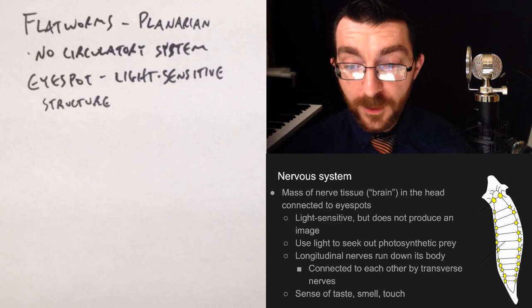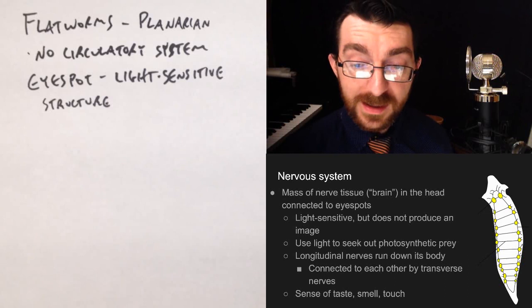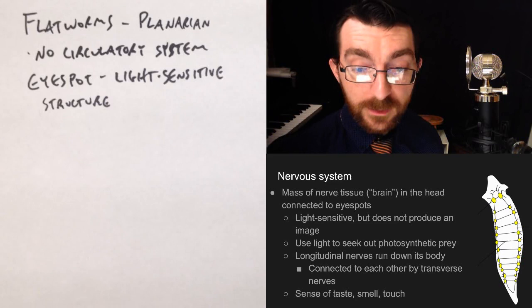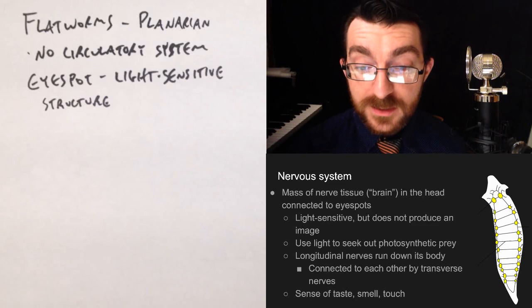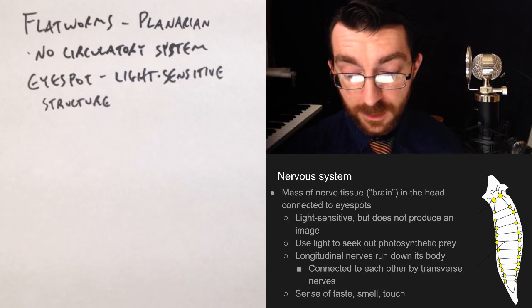Okay, well, anyway, they do use light to seek out photosynthetic prey. In other words, if you want to eat algae, go to where the sunlight is. And it has some longitudinal nerves running down its body, connected to each other by transverse nerves, which means they just go across its body. So it has a sense of taste, smell, and touch. So let me write those down.